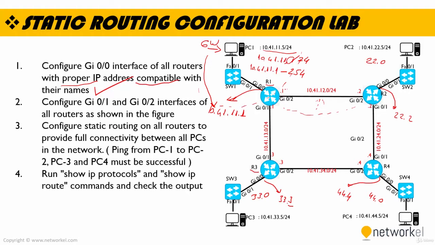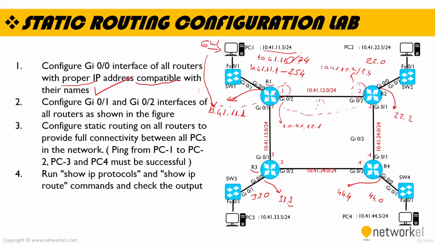That one means that use 1 for this interface. The last octet will be 1. That 2 means use 10.41.12.2 for this interface. Okay.